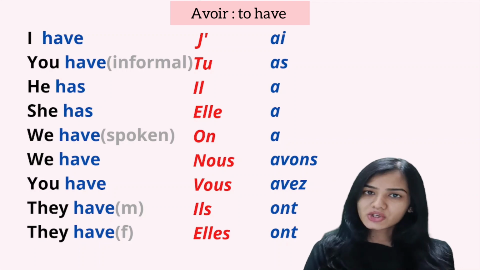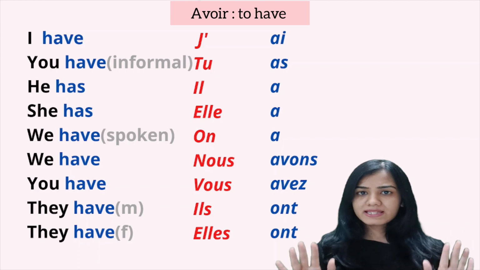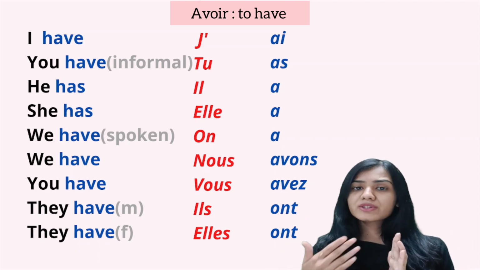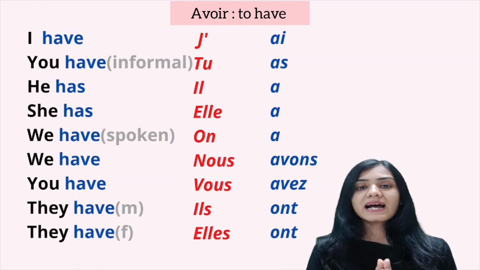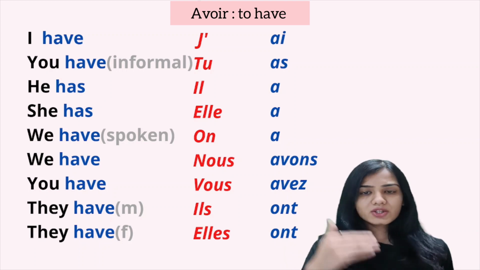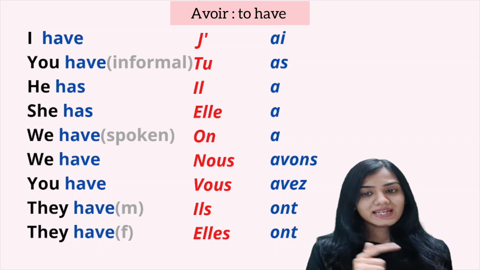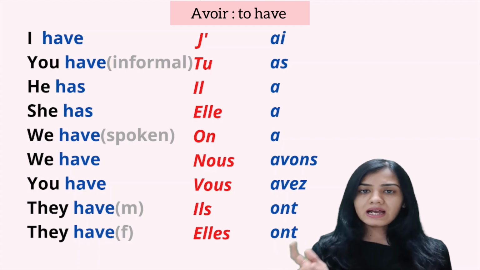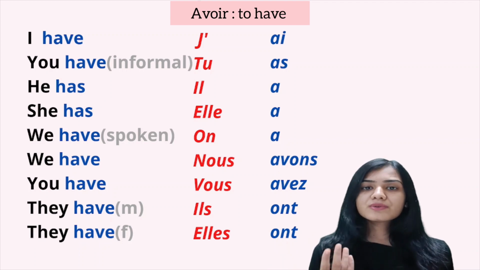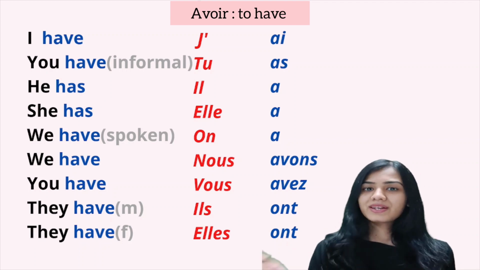So in short, whenever there is S at the end of any word, it is going to remain silent. But whenever that S is followed by a word which is starting with a vowel, in that case, we are going to start pronouncing that S. Alright? So once again, it's j'ai, tu as, il a, elle a, on a, nous avons, vous avez, ils sont, elles sont. Très bien.